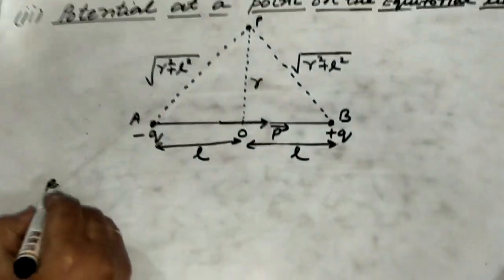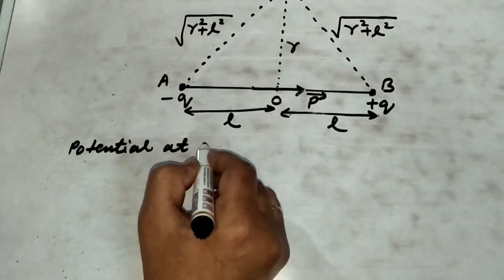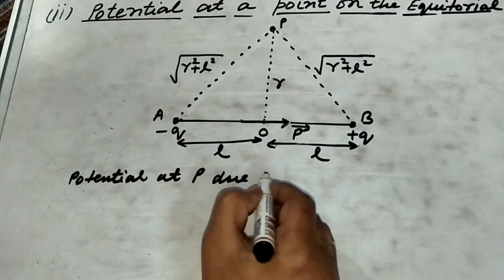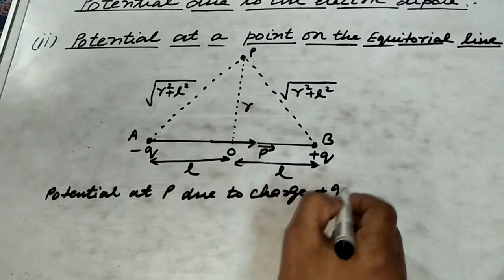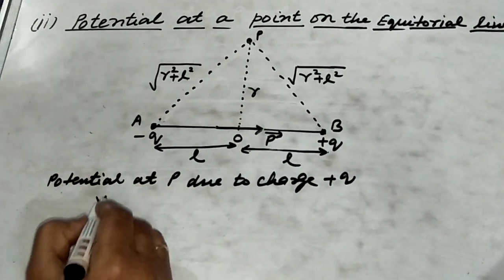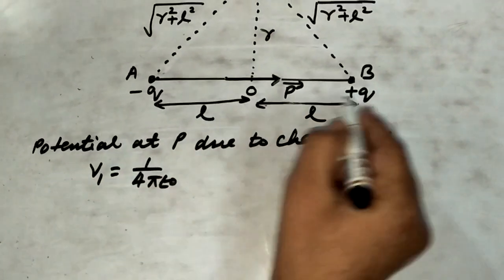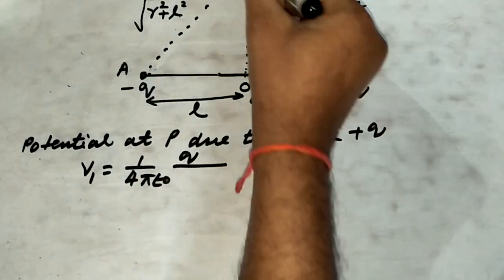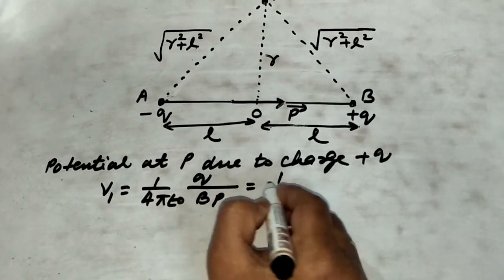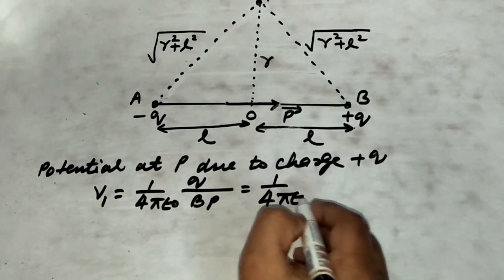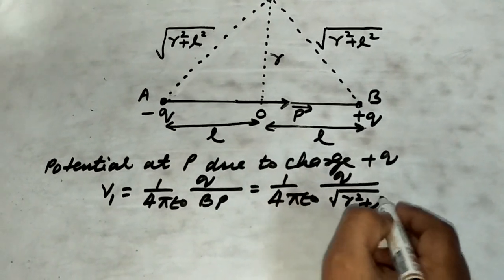So the potential at P due to charge plus Q, due to this one, we can write V1 is equal to 1 upon 4 pi epsilon naught Q upon this distance BP. Or simply you can say 1 upon 4 pi epsilon naught Q upon root r square plus L square.